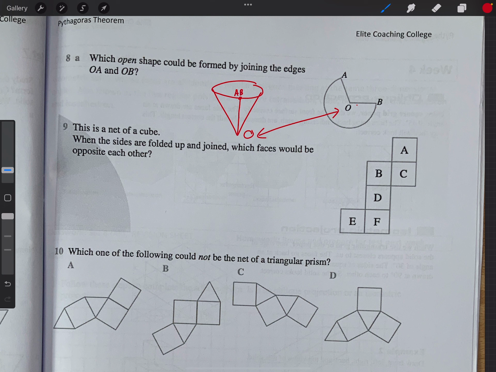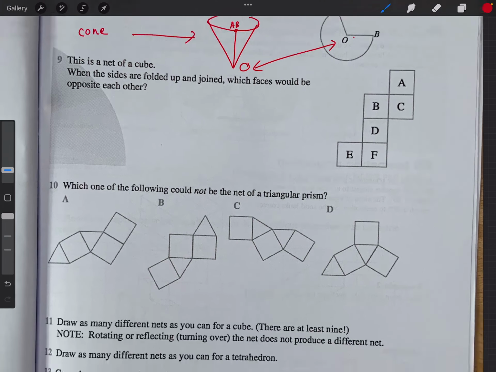Okay, so it says which open shape? So what's this shape called? Obviously a cone. Question 9. This is a net of a cube. When the sides are folded up and joined, which faces would be opposite each other? Okay, so you have to use your imagination and figure out which.